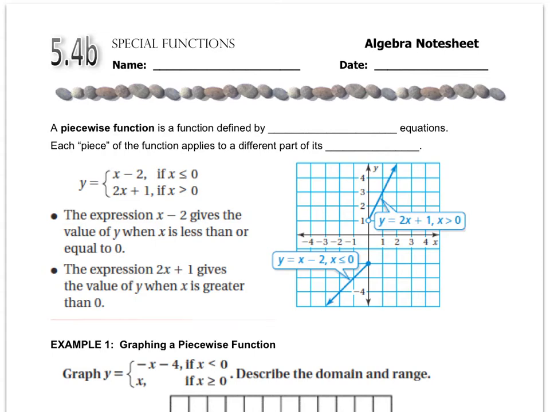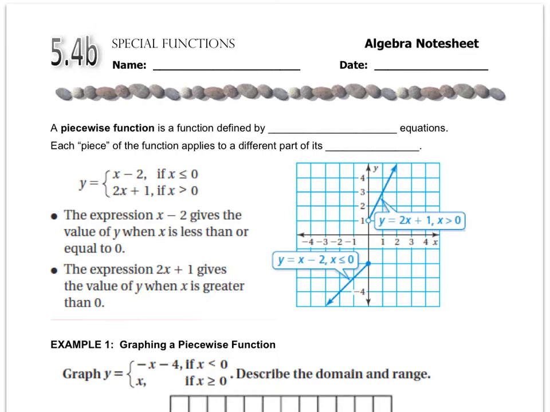Typically, the B lessons are not that involved. They're usually just an extension of the lesson that they're related to. But this B lesson, special functions, is actually quite involved. So I'm gonna split it up into two different videos. One video is going to be what's called piecewise functions, and then the other video is on absolute value functions. So you make sure that you watch both videos.